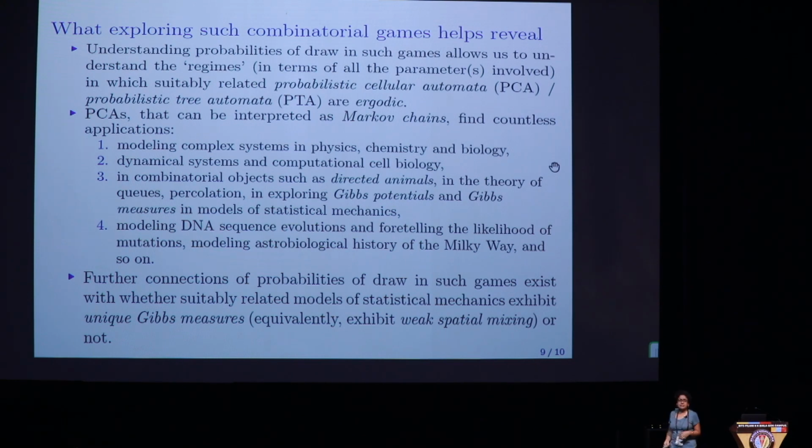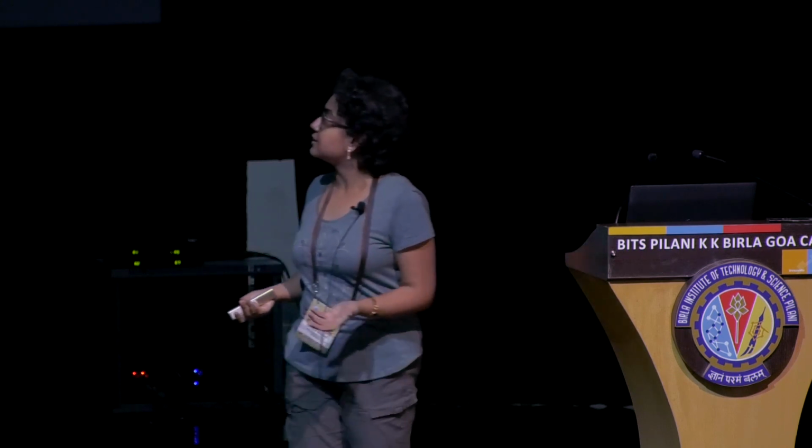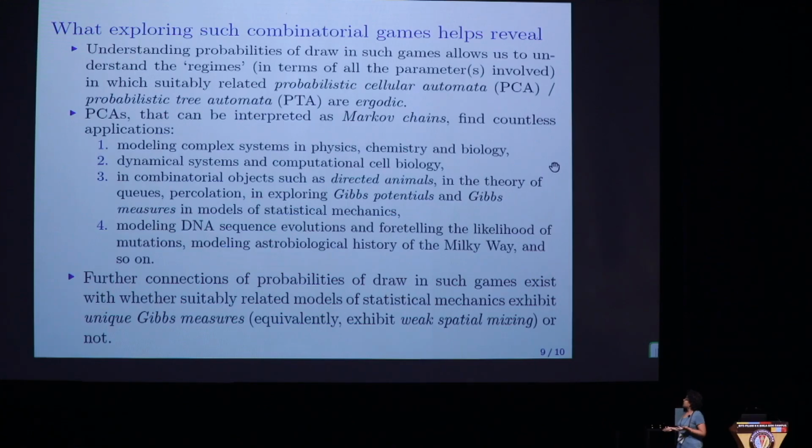I just wanted to mention, why are we interested in probabilistic cellular automata or probabilistic tree automata? Because they have countless applications. When I was writing this paper, I was looking into what kind of applications these have. And since this is a very mixed audience, they have so many applications in modeling systems in physics, chemistry, biology. They have applications in dynamical systems, in computational cell biology. They have applications in combinatorics, in statistical mechanics.